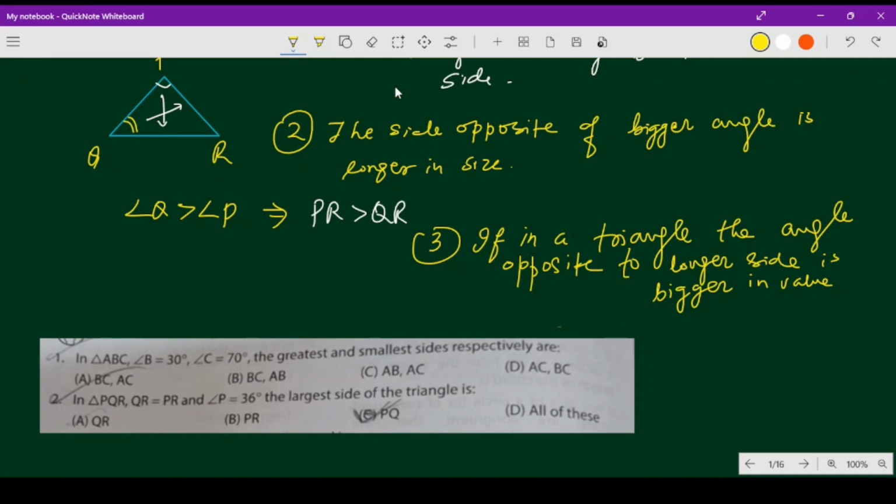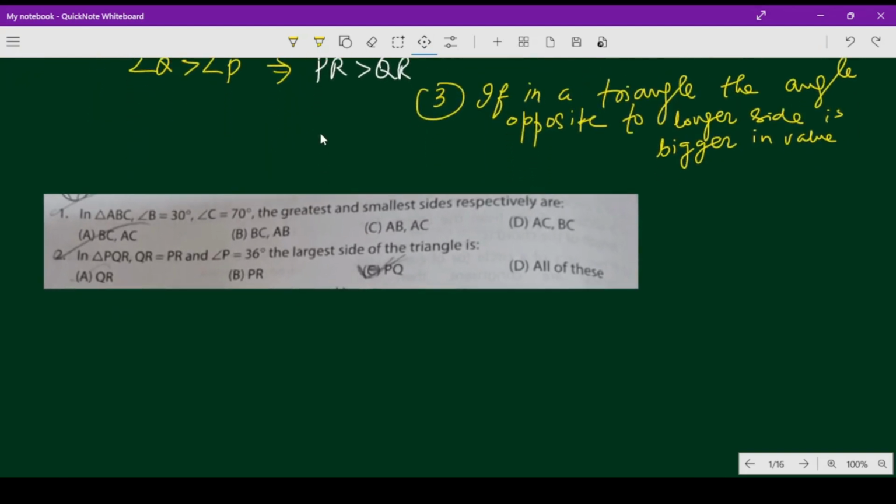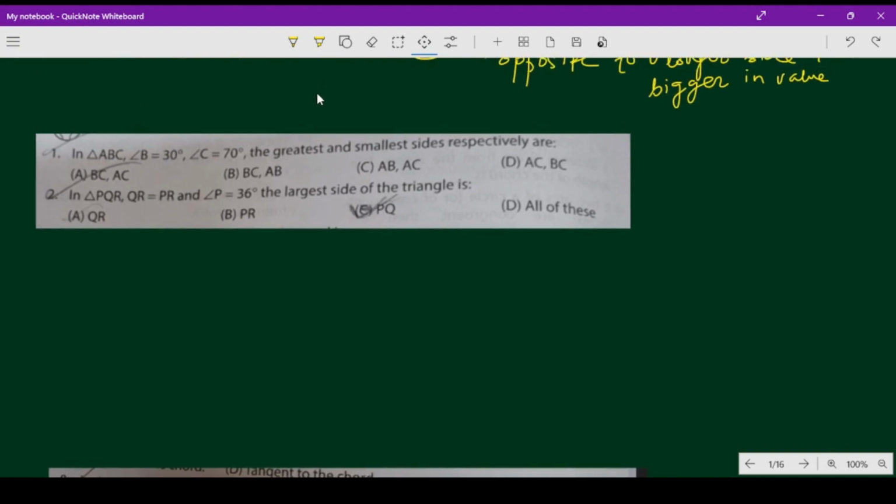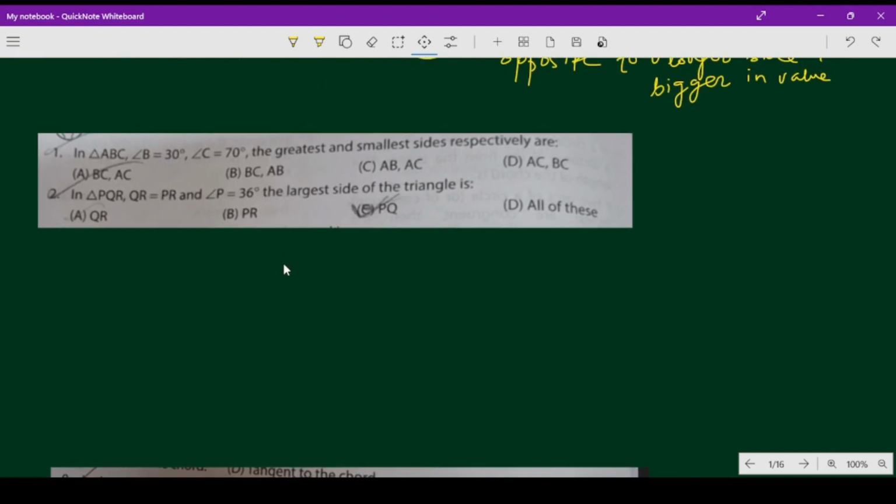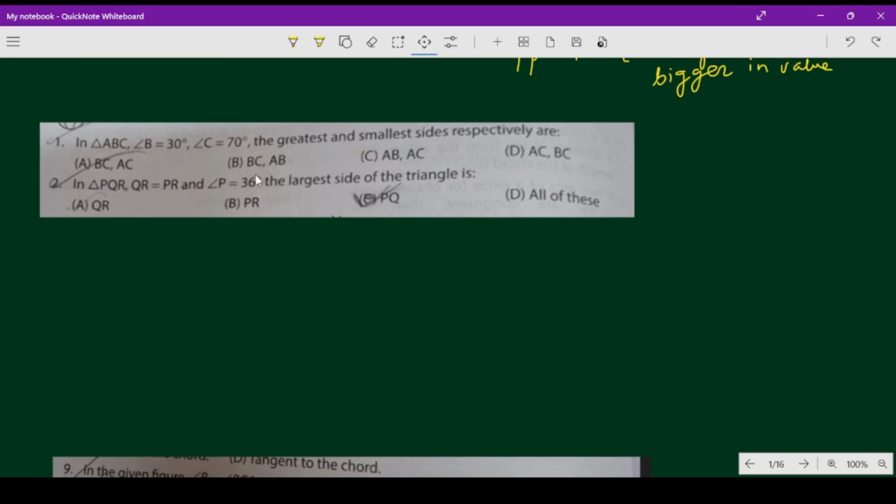So with these three inequalities of triangle, we'll solve a couple of questions to understand all these inequalities in a better way. So here are the questions that we have been given. I have taken a few examples over here. The first one mentions triangle ABC in which angle B is 30 degrees and angle C is 70 degrees. Then they're asking for the greatest and the smallest side respectively.